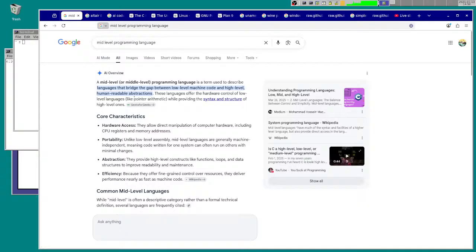So, there are these concepts of mid level, low level, or high level abstractions away from what the computer machinery is. The CPU, like the central processing unit, is basically like a calculator.